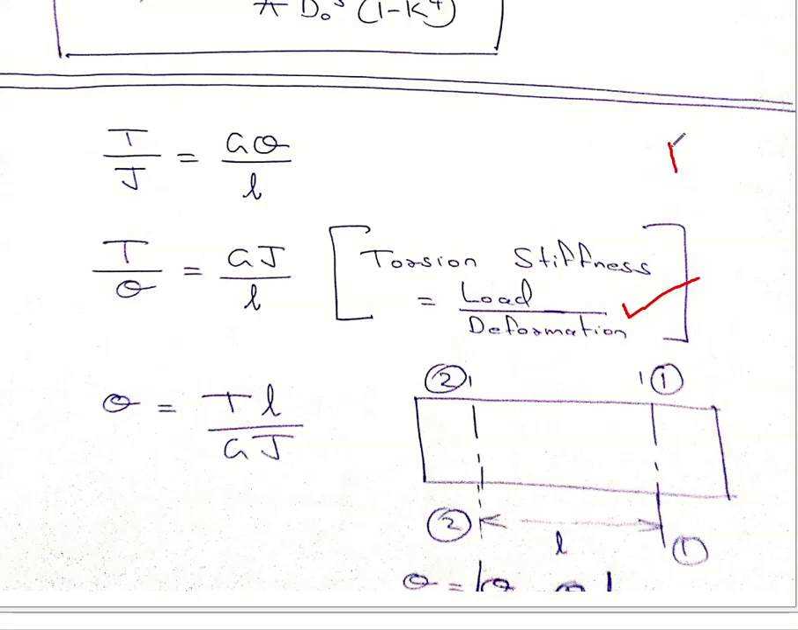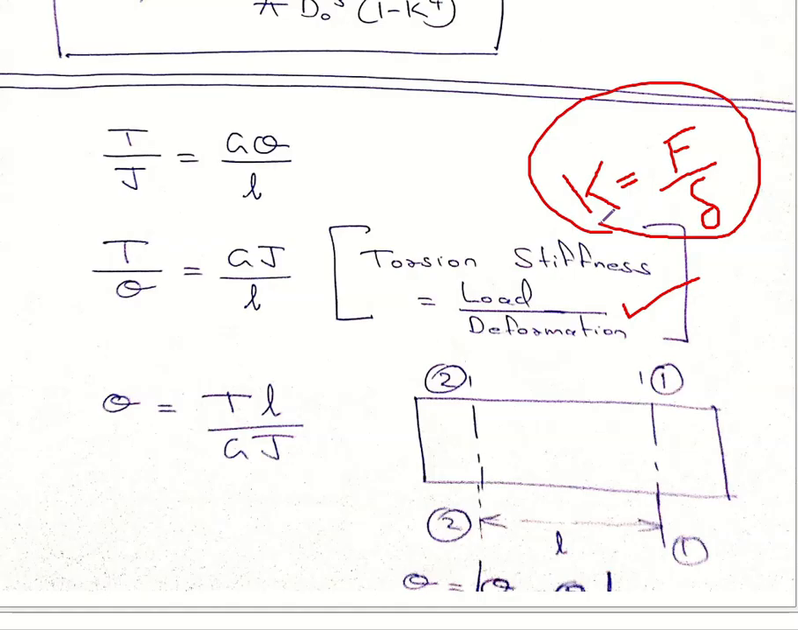In case of spring and all, you might have studied about force by displacement, or force by elongation. That is nothing but K, that is spring stiffness. Every elastic material can be considered equivalent to a spring. So this equation was for a linear material, but in this case it is torsion, the load by deformation. Here the deformation is theta and load is twisting moment.